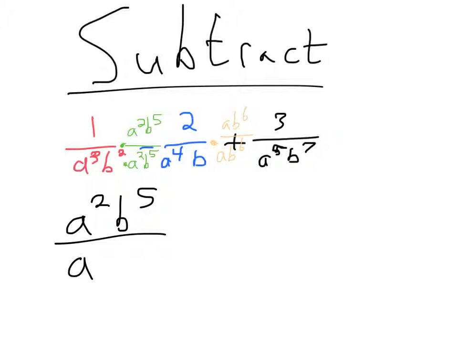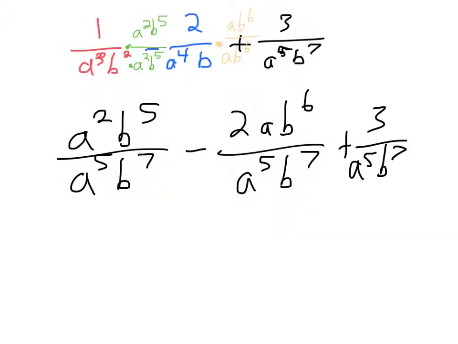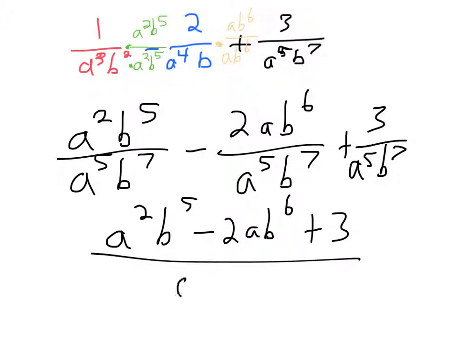So let's go ahead and do that. a to the fifth, b to the seventh, and we're subtracting that blue fraction, which is now 2ab to the sixth over a to the fifth, b to the seventh. We're adding 3 over a to the fifth, b to the seventh. Okay, now we have common denominators. We can write the top: a to the second, b to the fifth, subtract 2a, b to the sixth, plus 3, and it's all over now the common denominator, a to the fifth, b to the seventh.